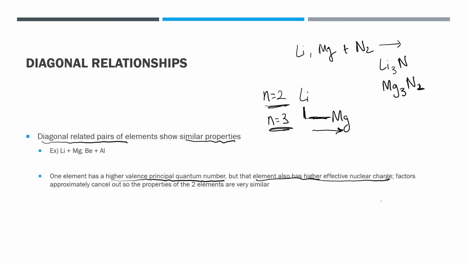We also see this diagonal relationship with beryllium and aluminum. They react with both acids and bases, and that's an interesting property that we see with beryllium and aluminum, which are diagonally related.